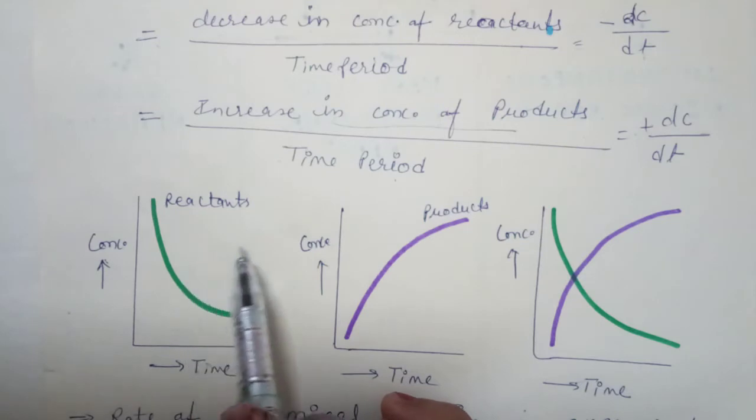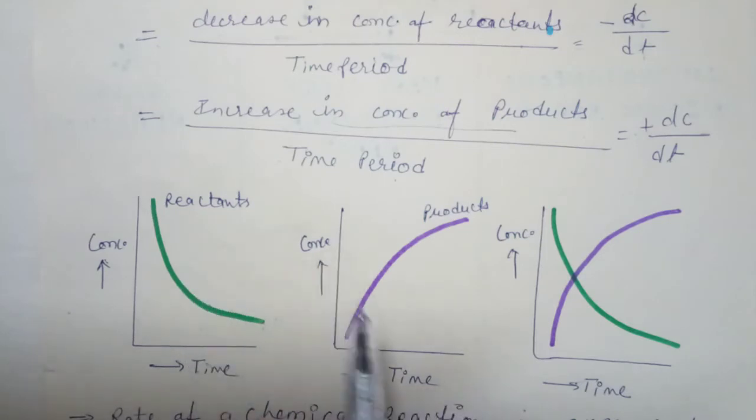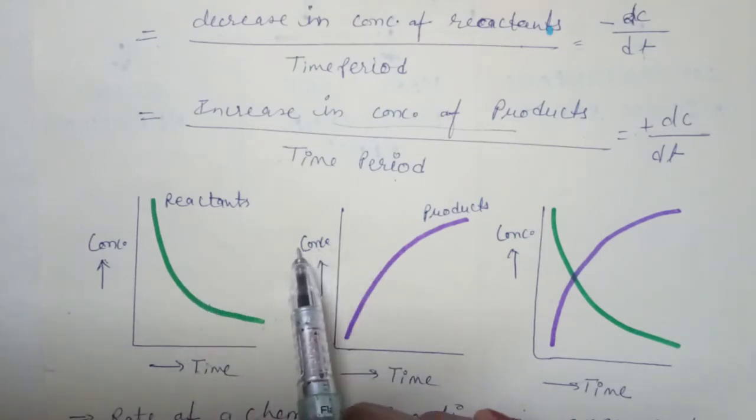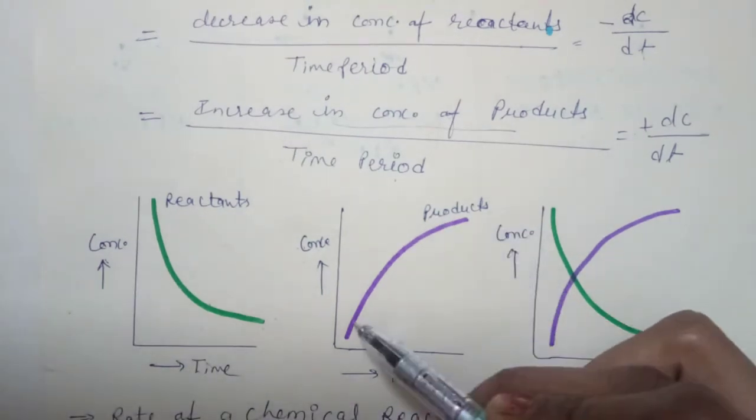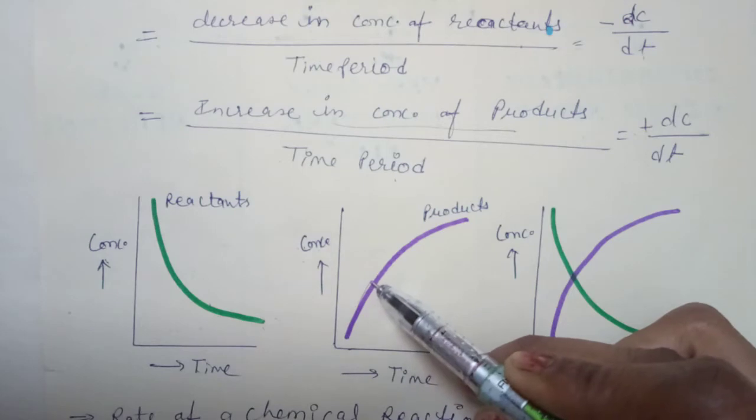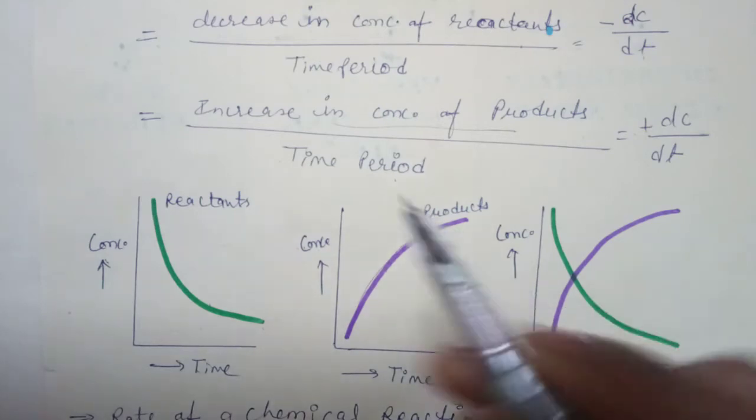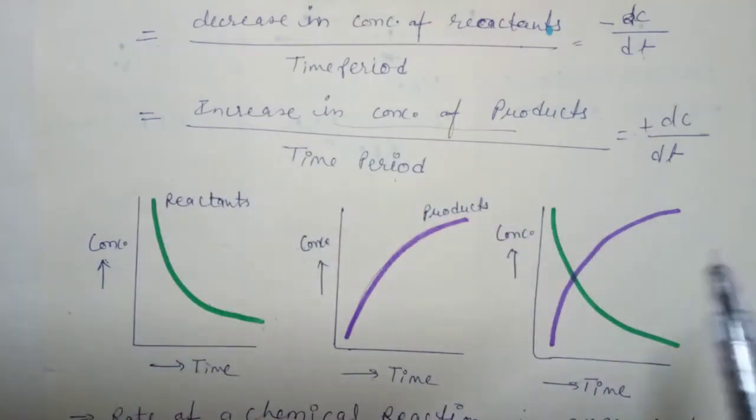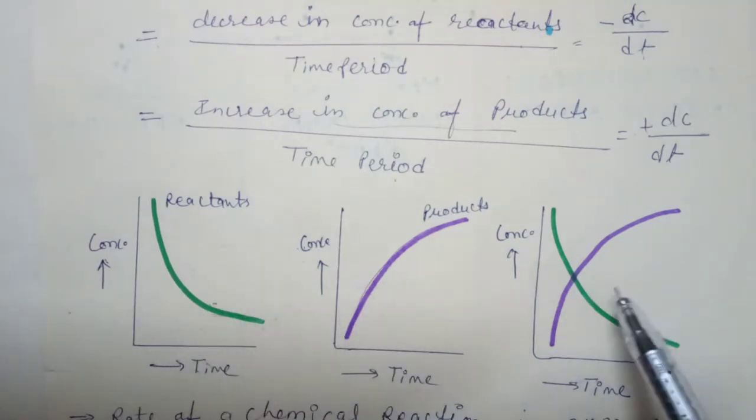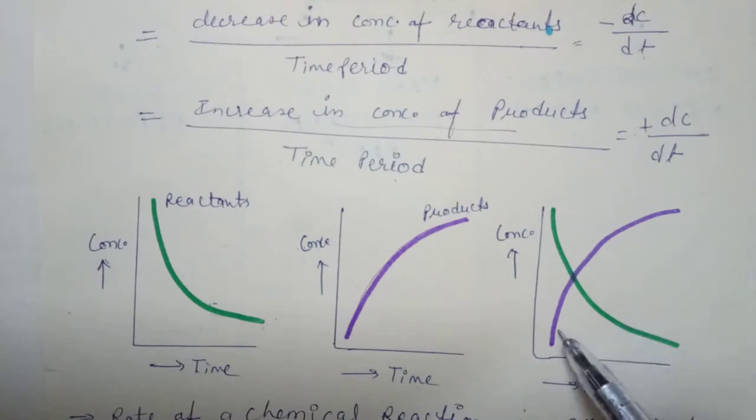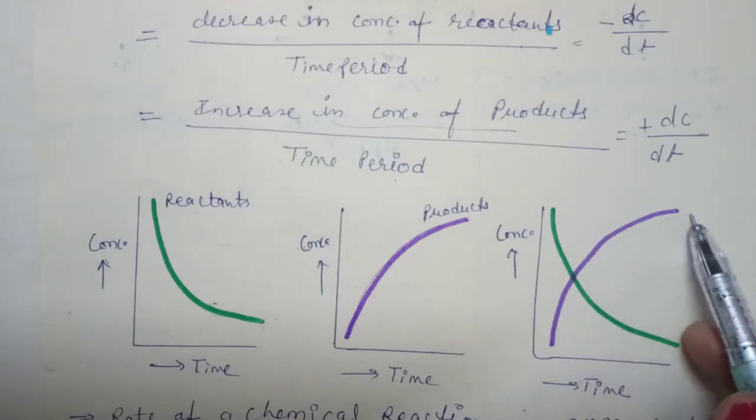Because the reactant is converted into product. And when we plot the graph between concentration and time for the product, the concentration increases with time as the reaction takes place. Okay, and by combining these two graphs we get this graph. It shows the concentration of reactant and the concentration of product.